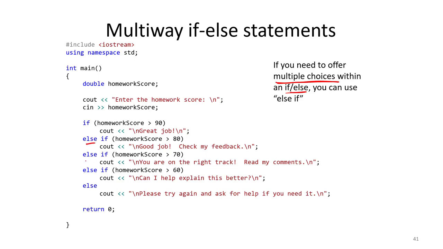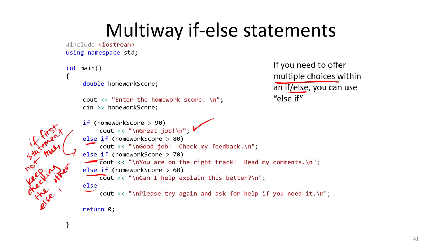So if we use else if, notice we can say, all right, if homework score is greater than 90, we get a great job and we're done. If we're not greater than 90, then we continue. Then we just keep checking the other else ifs.